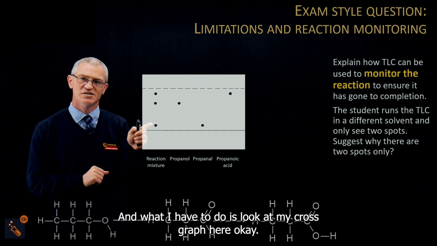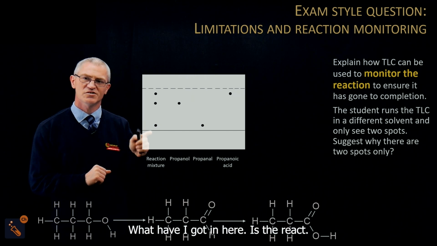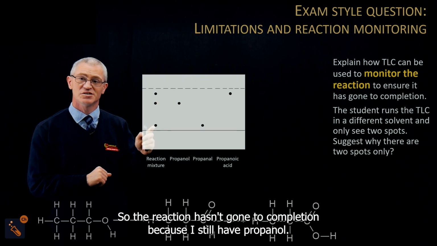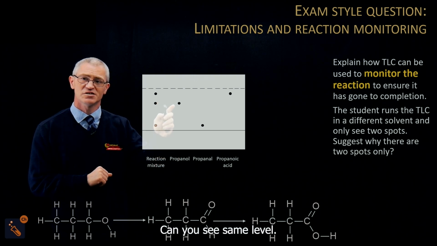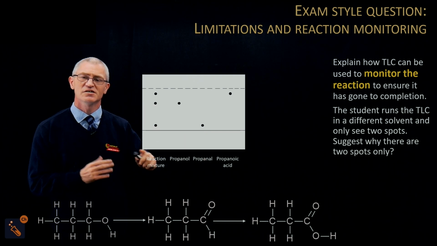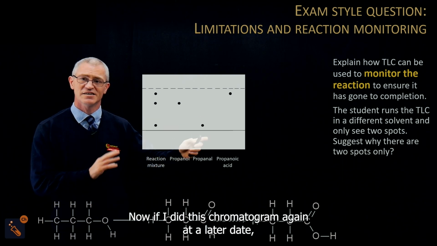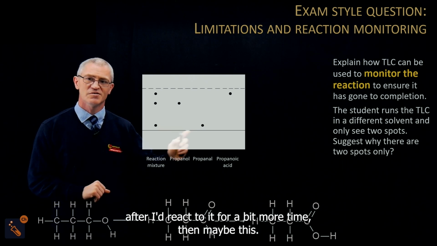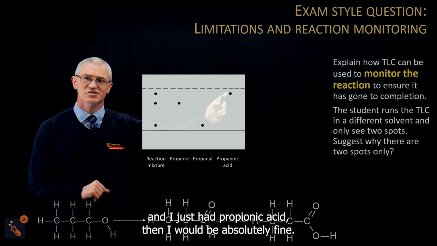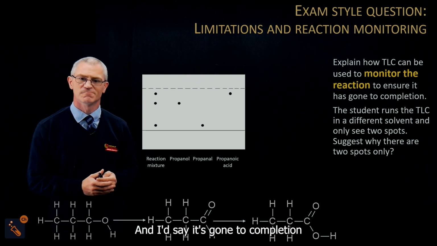And what I have to do is look at my chromatogram here and go, right, what have I got in here? Has the reaction gone to completion? The reaction hasn't gone to completion because I still have propanol. Can you see, same level? And I still have propanol, same level. So this has not gone to completion at this moment. Now, if I did this chromatogram again at a later date after I'd reacted it for a bit more time, then maybe once this spot had disappeared and this spot had disappeared and I just had propanoic acid, then I would be absolutely fine and I'd say it's gone to completion.